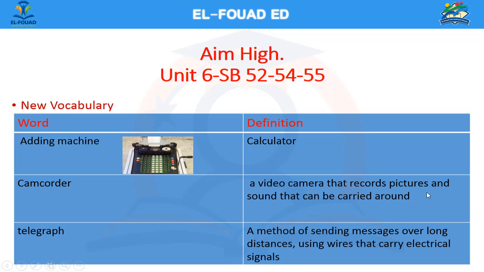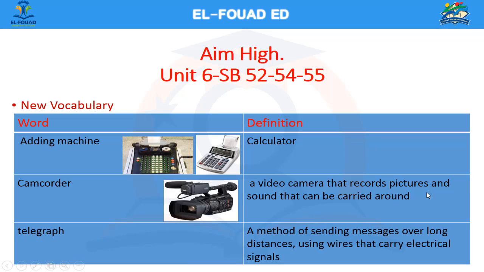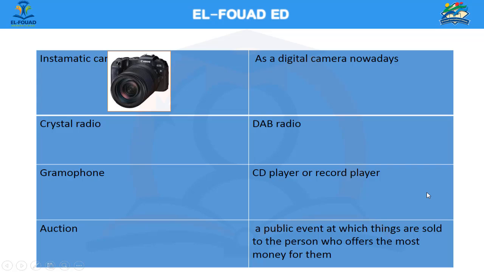After that, I have the camcorder. A camcorder is a video camera that records pictures and sound that can be carried around. For example, during the weddings, we use the camcorder to record our wedding. After that, I have the telegraph. It was an early device, which is a method of sending messages over long distance using wires that carry electrical signals. So, in the past, we had a telegraph.